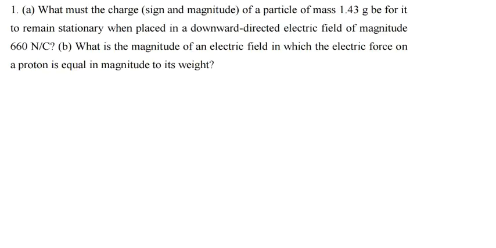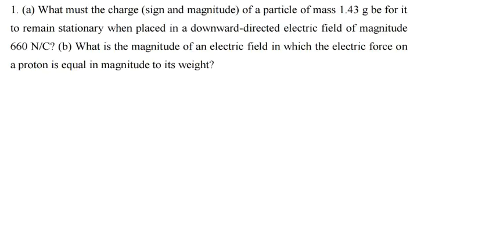What must be the charge, which is the sign and the magnitude, of a particle of mass 1.43 grams for it to remain stationary when placed in a downward electric field of magnitude 660 Newton per Coulomb? Then part B, what is the magnitude of an electric field in which the electric force on a proton is equal in magnitude to its weight? So let's first start with part A.